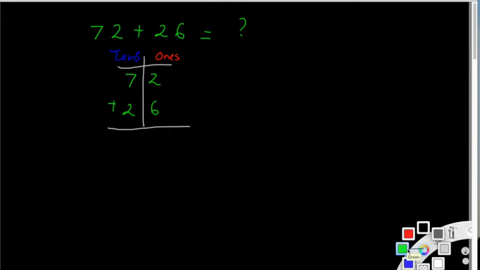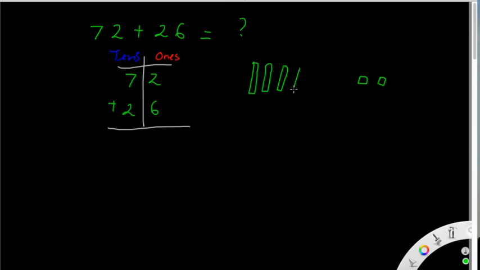First, we're gonna do the first row. On the first row, how many ones do we have? We have 2 ones. So we will draw 1, 2 ones. How many tens do we have on the first row? 7 tens. All right, that's a lot of tens. Let's draw 1 ten, 2 tens, 3 tens, 4 tens, 5 tens, 6 tens, and 7 tens.